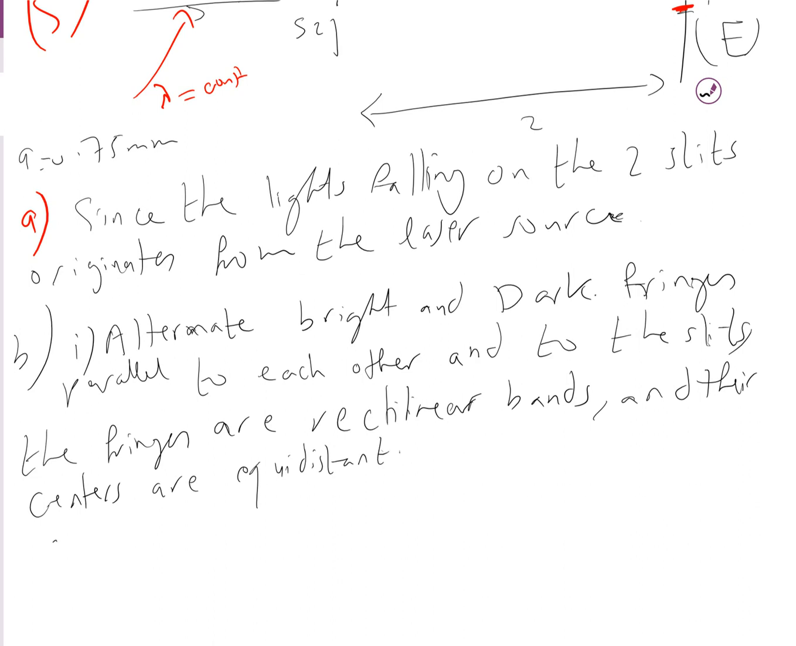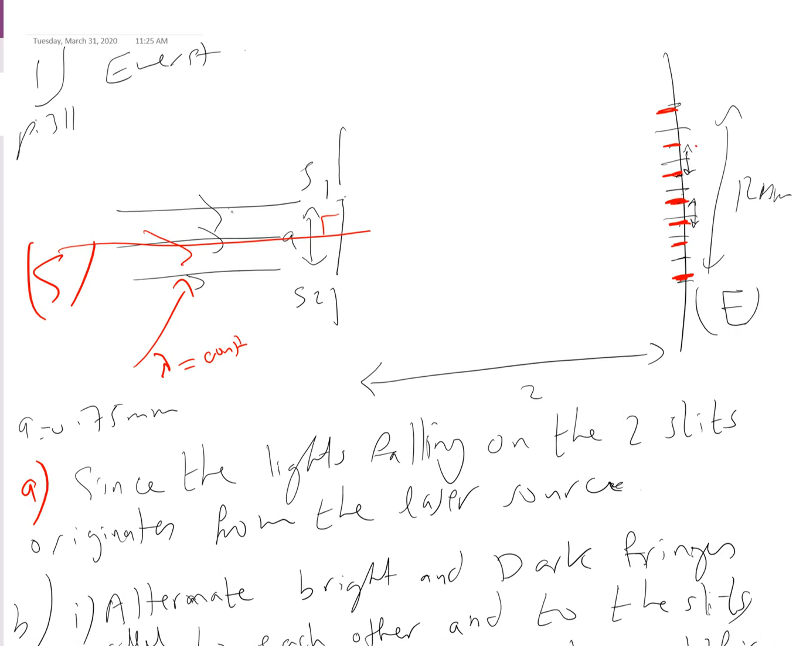Part B2, determine the interfringe distance I. Good. The interfringe distance I is the distance between two consecutive fringes. That is, if this is my bright fringe here and this is my bright fringe, these are two consecutive bright fringes. This distance I is called the interfringe distance.